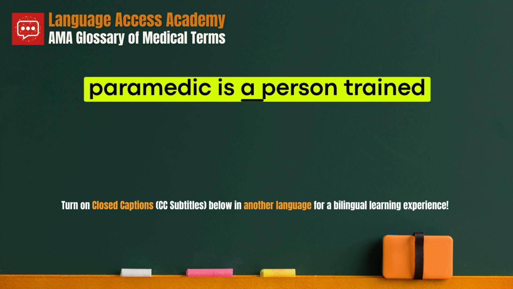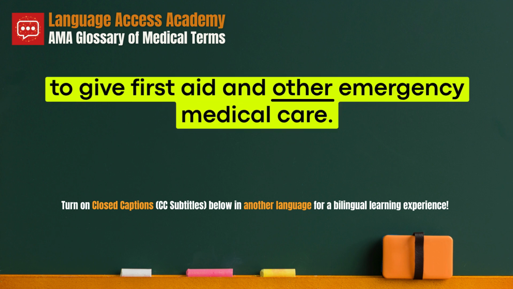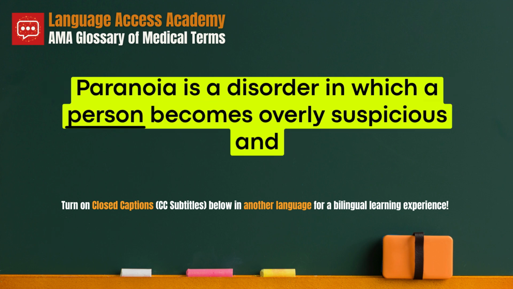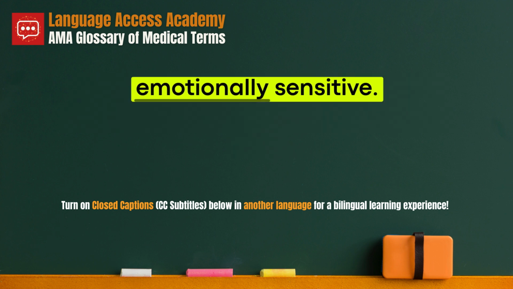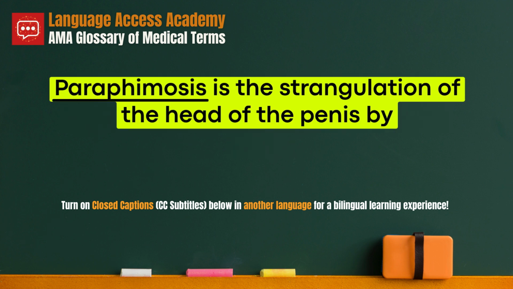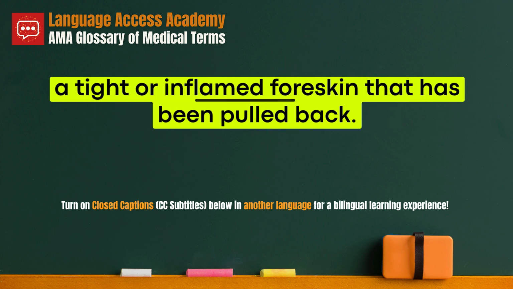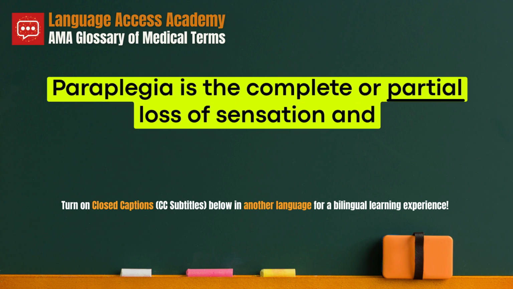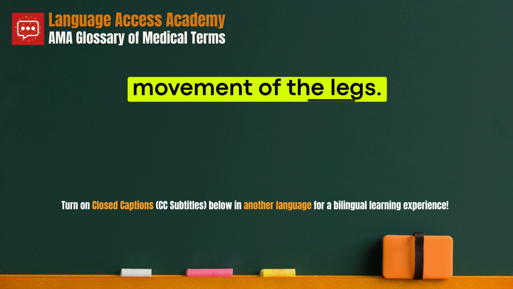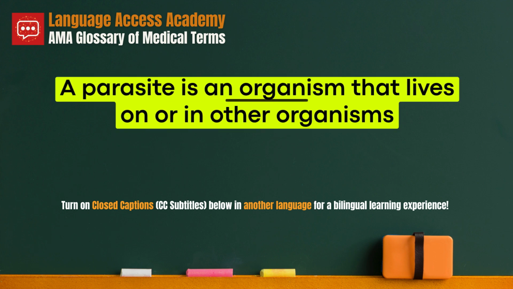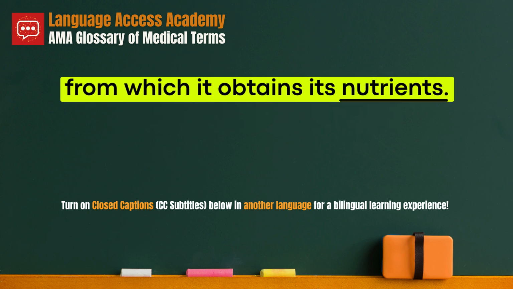A paramedic is a person trained to give first aid and other emergency medical care. Paranoia is a disorder in which a person becomes overly suspicious and emotionally sensitive. Paraphimosis is the strangulation of the head of the penis by a tight or inflamed foreskin that has been pulled back. Paraplegia is the complete or partial loss of sensation and movement of the legs. A parasite is an organism that lives on or in other organisms, from which it obtains its nutrients.